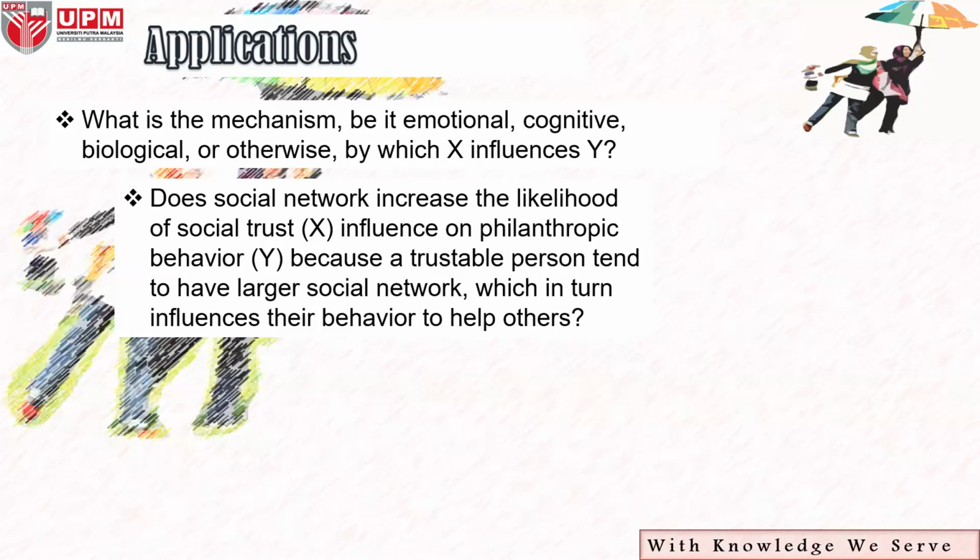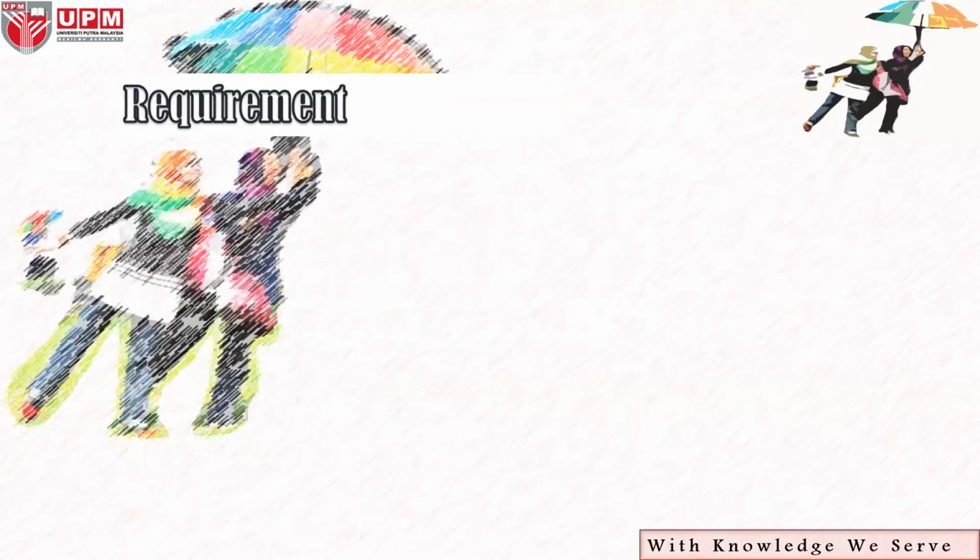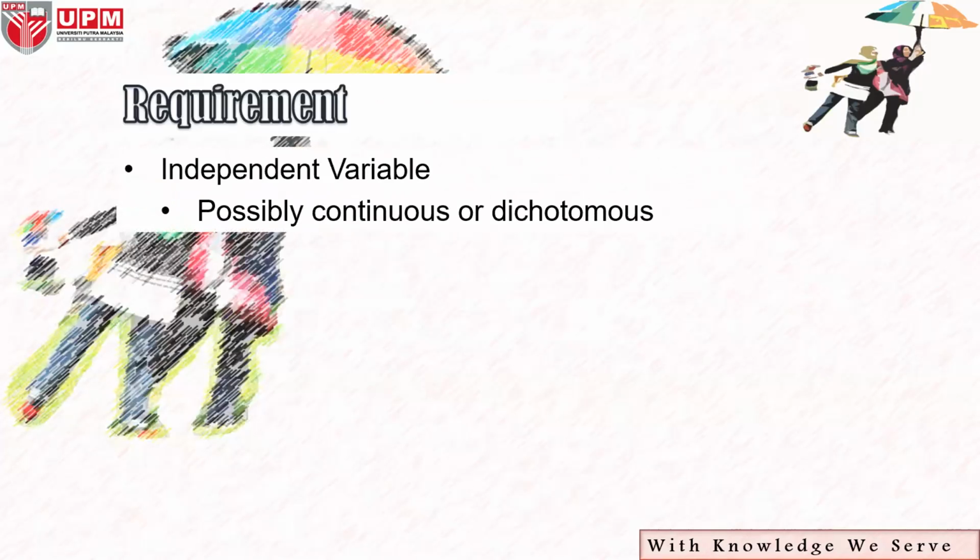So meaning that to apply the mediation analysis ni, make sure you have one theory that proves that your IV is connected to your DV. Kena ada teori ni. In terms of the requirement, the IV must be possibly continuous or dichotomous. Tapi dalam ni saya rasa saya tunjuk continuous sahaja. Dichotomous ni dia kompleks sikit.